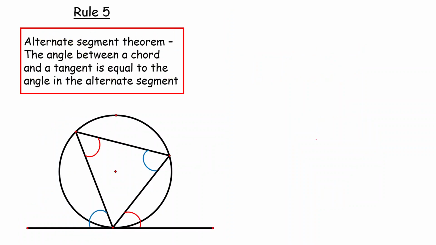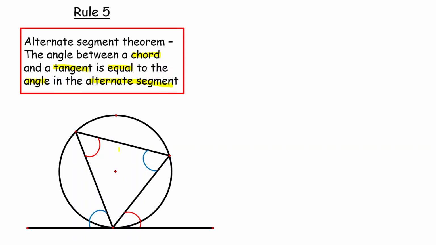Good. Rule number 5, probably the trickiest rule that there is, which is the alternate segment theorem, which again, if you're watching this in 2024, came up on the OCR paper 4. But this theorem states, and it's just about recognizing this one, to be honest, it states this, that the angle between a chord and a tangent, so the angle between a chord and a tangent, is equal to the angle in the alternate segment.